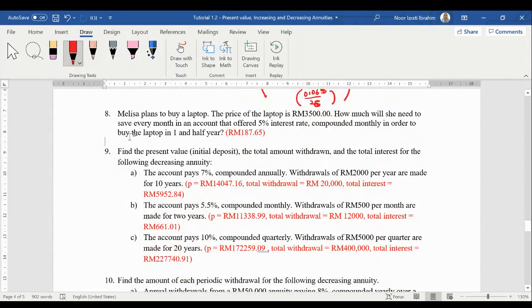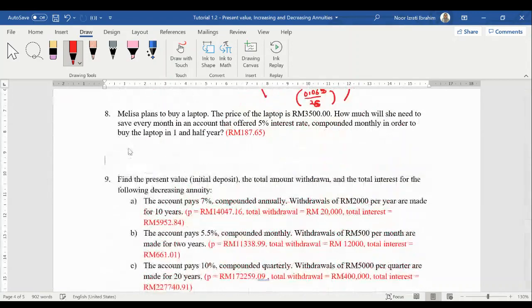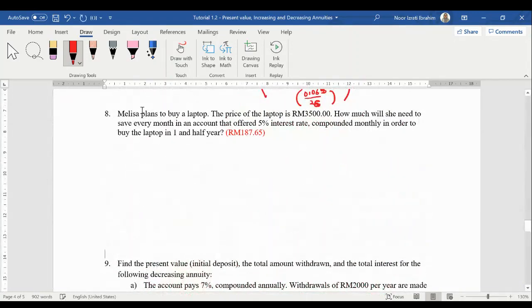Question number 8. Melissa planned to buy a laptop. The price of the laptop is 3,500 ringgit. How much will she need to save every month in an account that offers 5% interest rate compounded monthly in order to buy the laptop in 1.5 years?